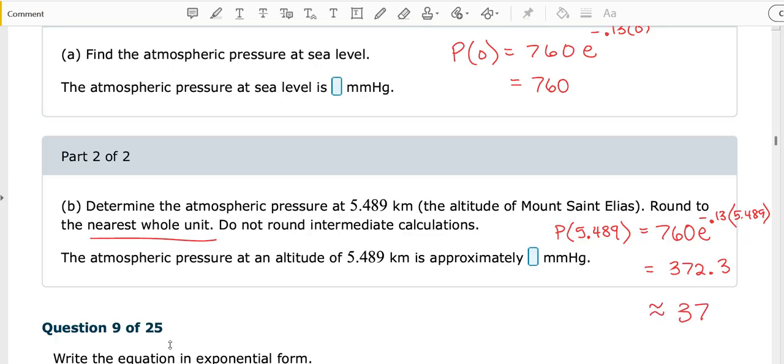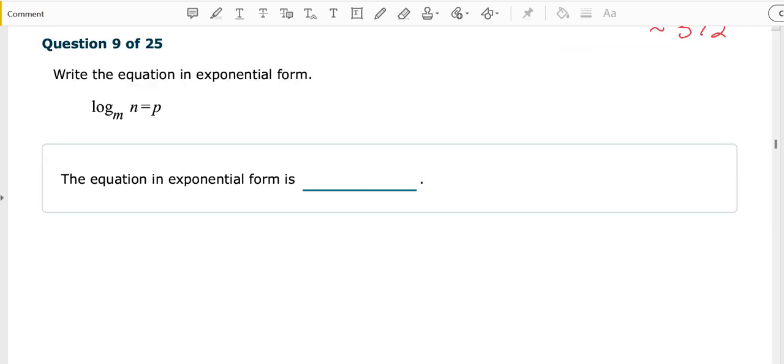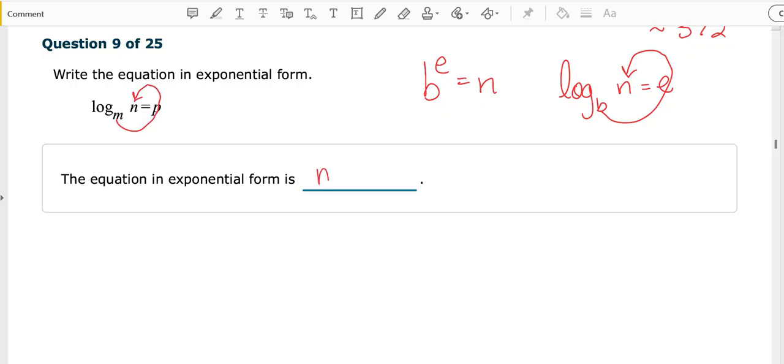Number 9. Write the equation in exponential form. Remember we had Ben and Benny. So to convert from logarithmic, we're going to start at the base and say b to the e equals n. So over here, m to the p equals n. M to the p equals n. That's converting from logarithmic to exponential form.